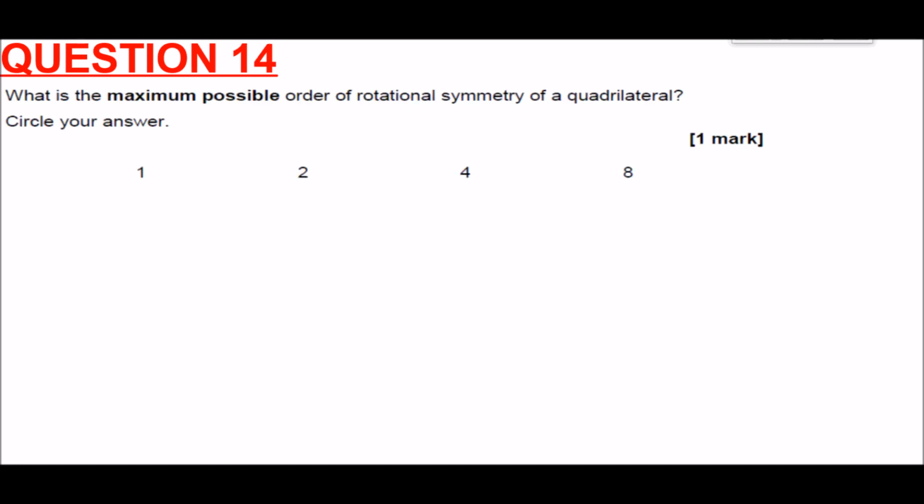Question 14, we're asked what is the maximum possible order of rotational symmetry of a quadrilateral. So first of all, quadrilateral means four-sided shape. Now the types of shape which have the most symmetry, whether it be lines of symmetry or rotational symmetry, are the types of shapes which are regular. So regular polygons are most symmetrical.